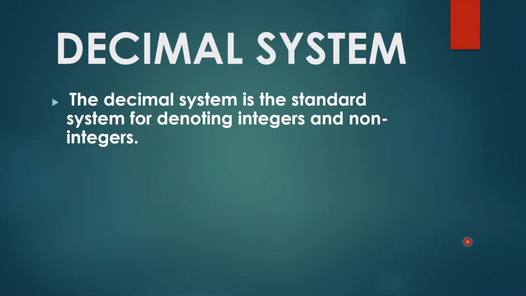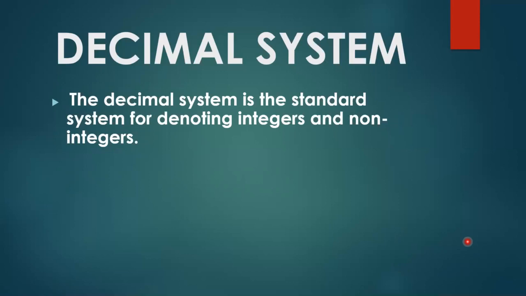The decimal system is a standard system for denoting integers and non-integers. What a decimal system means is that it is a standard system for denoting integers and non-integers. So what do you mean by integers? Integers means it is a set of whole numbers. Whole numbers include negative numbers, zero and positive numbers. So in the set of integers you will be getting negative numbers, zero and positive numbers.